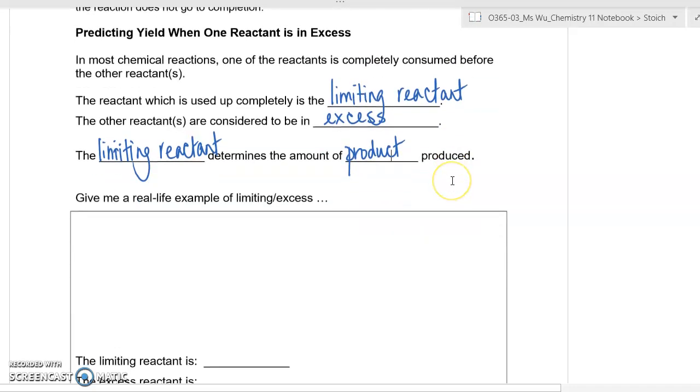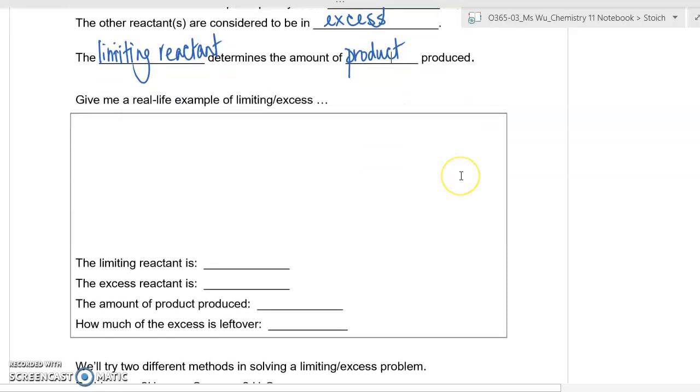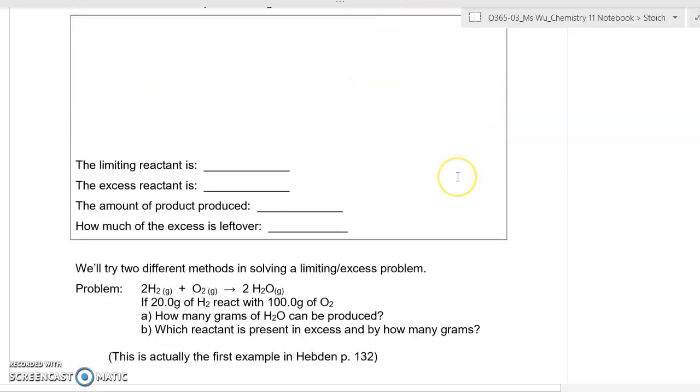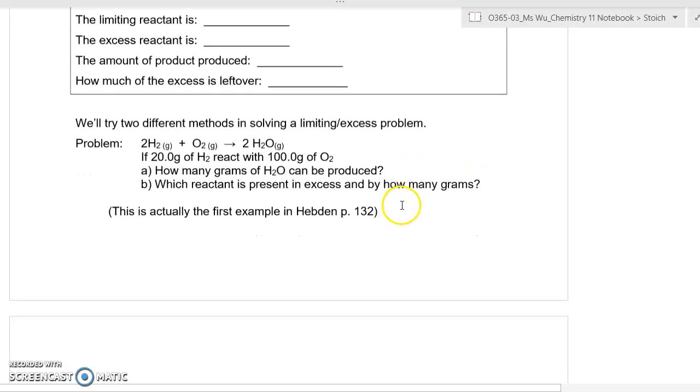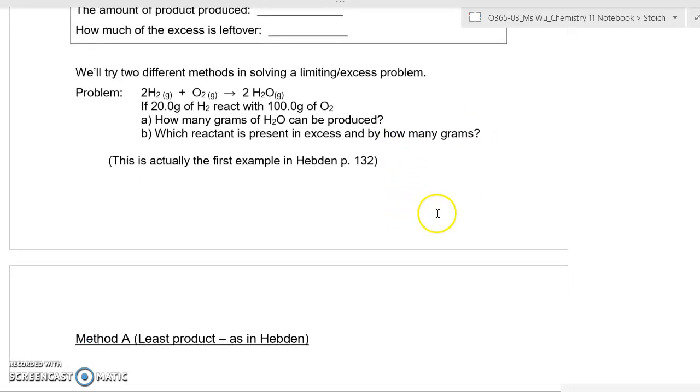Remember the example that we used in class? The hamburger bun and the patty and the pickles and bacon or whatever it was, right? So I will leave you to give me your real life example, but I'm going to hop right to the calculation. So this is the example that's given on page 132. So we already know the answer is 112.5 grams. But let's go through how it is that we get to the answer of 112.5 grams of water.